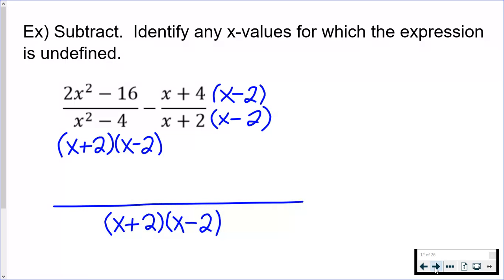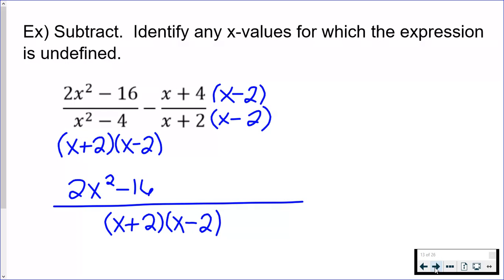So now that they have the same denominator, I'm going to go ahead and write one huge expression with the common denominator, x plus 2, x minus 2. If you recall from normal fractions, once you have a common denominator, you just combine the numerators. So what I'm going to do is rewrite the numerators, but I'm just going to put them together this time since I have the same denominator.